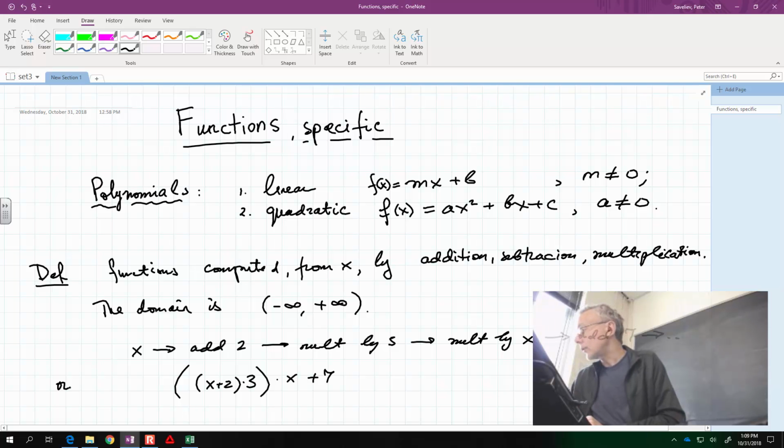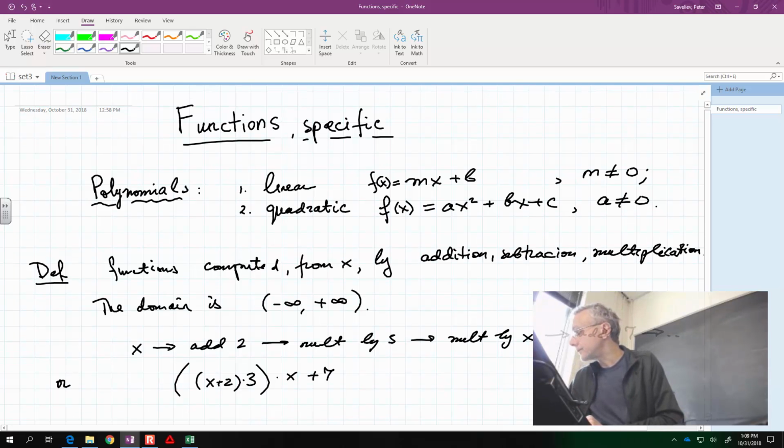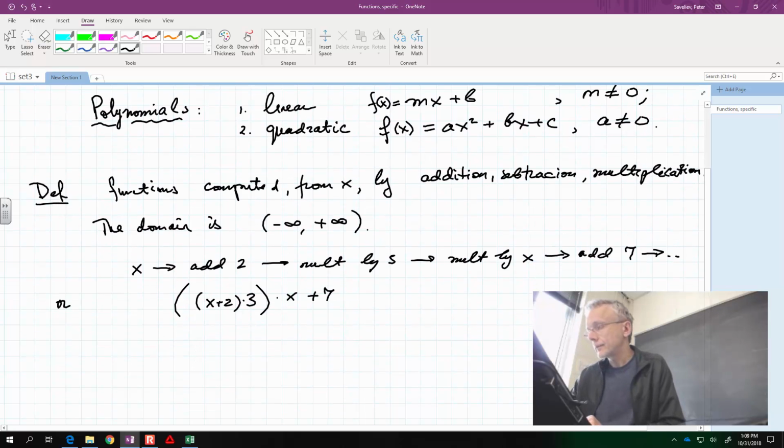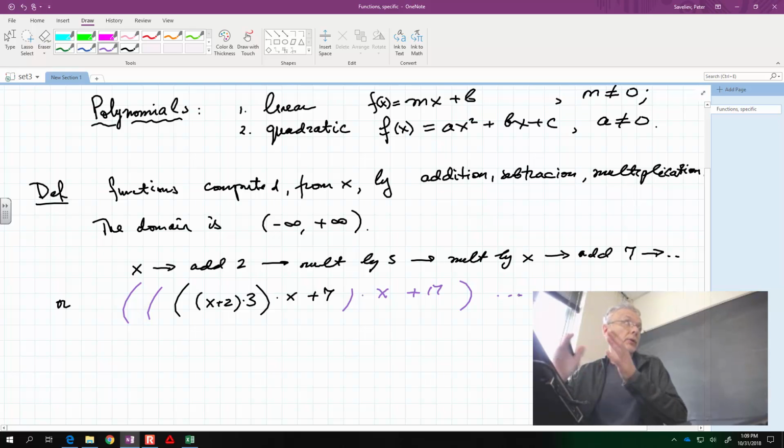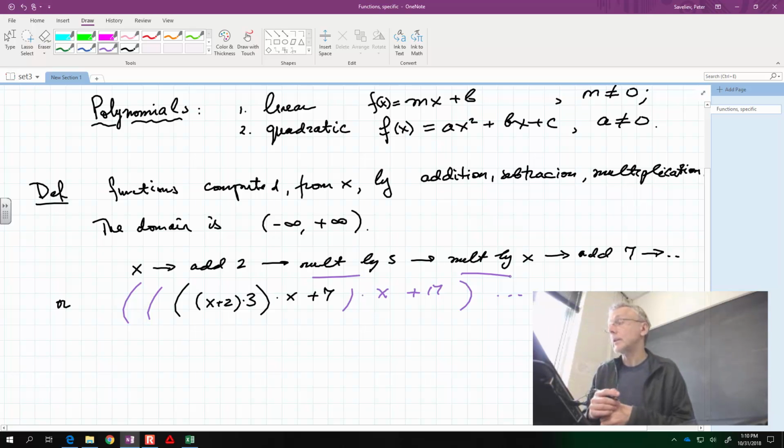I could add more if necessary, say multiplied by x again, and plus 17, and so on, and you can keep going. Certainly there is an end to it. We cannot go on forever, but we carry out these primarily two operations, addition and multiplication. Multiplication includes both multiplication by a number as well as multiplication by the input. When you multiply by the input, that's how you get, as a particular example of what we have seen in the past, a power function.